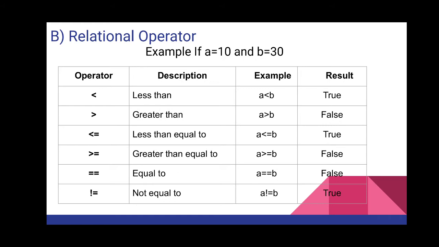So next we saw relational operators. Generally this relational operator is used for comparison of two operands. So here we require at least two operands to compare. We generally use relational operators to check some condition, and here the return value is boolean type, that is either it will return true or it will return false.